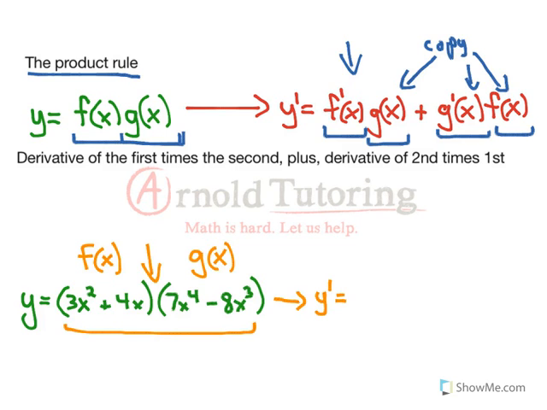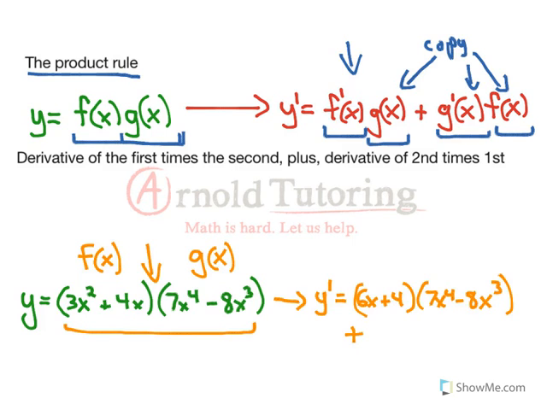Now we follow our rule. The rule says take the derivative of the first. Derivative of f of x is going to be 6x plus 4, that's just the derivative of that bracket, times the second normal. This is really easy because we just copy it. We don't even have to take a derivative.